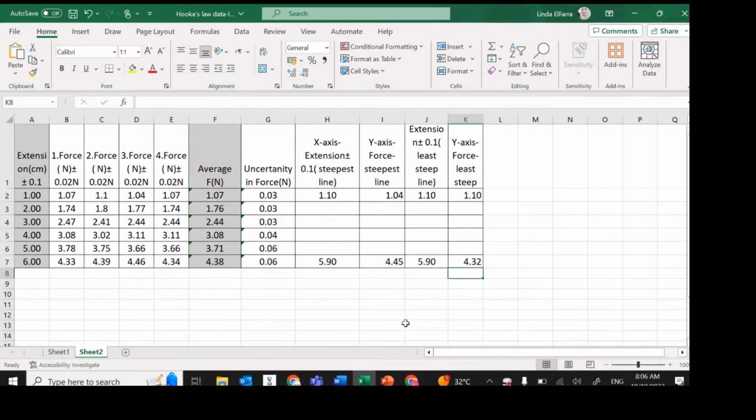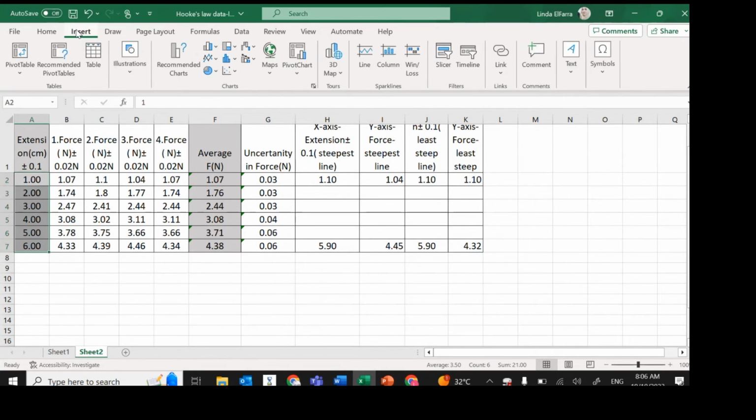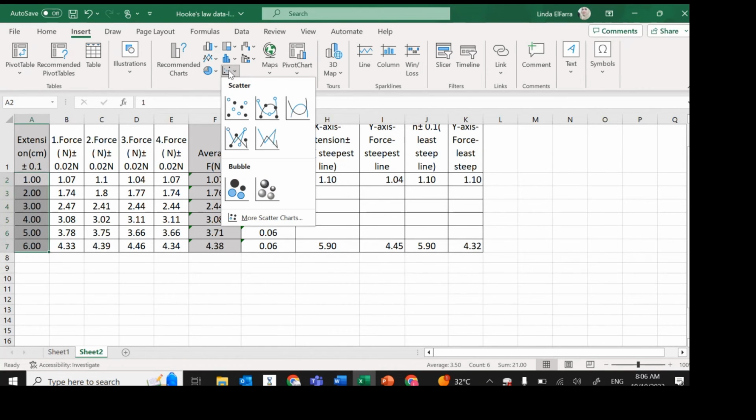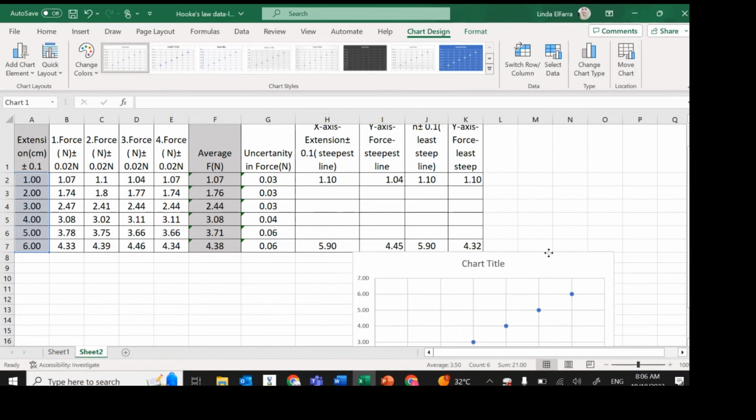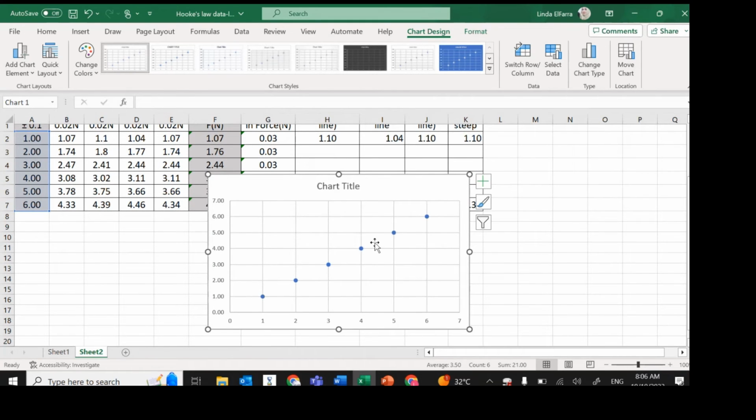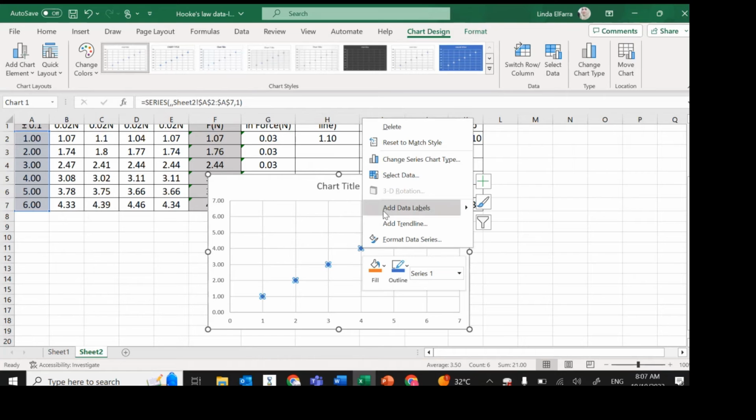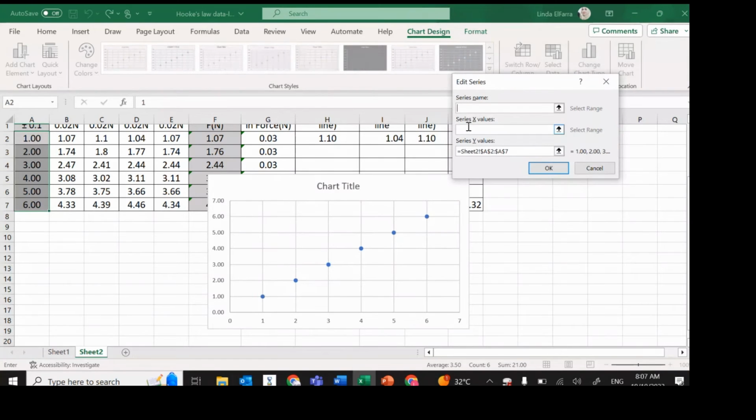Now we need to draw the error bars. To draw the error bars, I'm just gonna highlight or select any column. I'm gonna hit insert, and we choose scatter plot. Okay. Now for the scatter plot, right click on any point and then select data. I'm going to edit this data. I'm going to call it force versus extension.